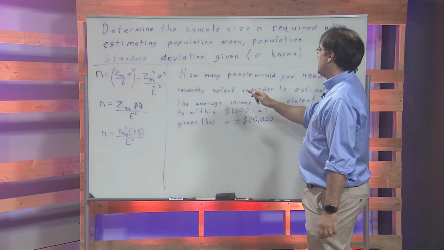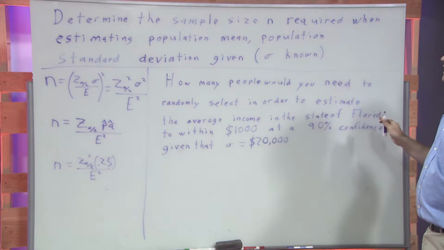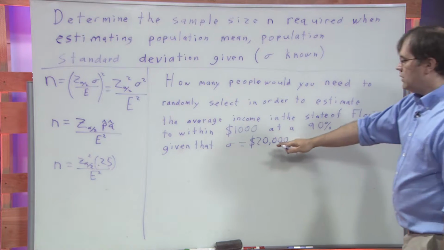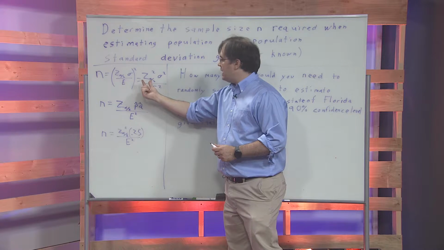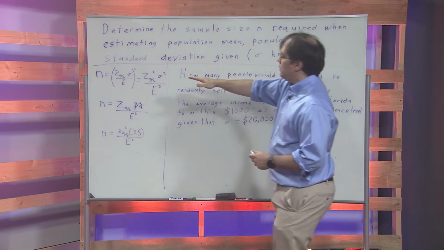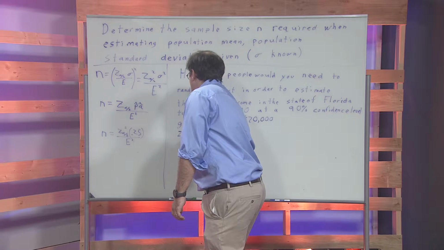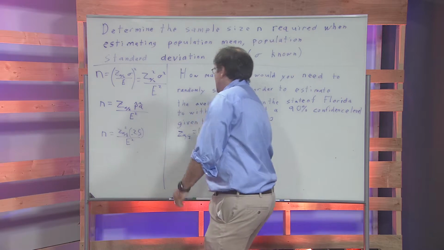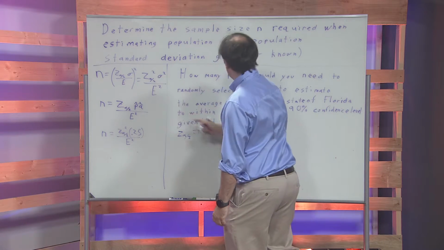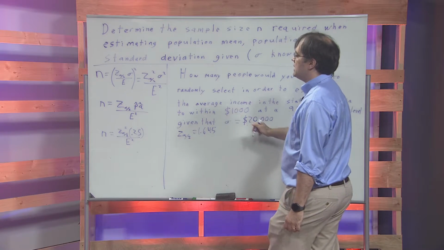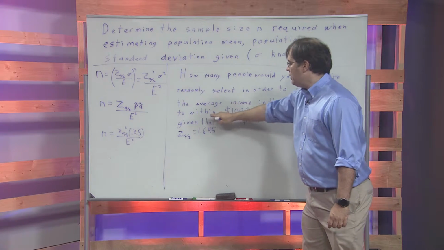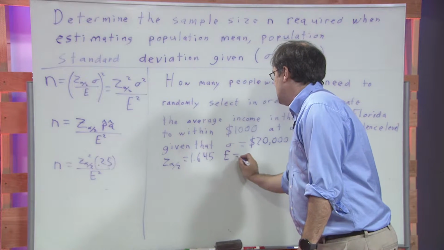How many people would you need to randomly select in order to estimate the average income in the state of Florida to within $1,000 at a 90% confidence level, given that sigma is 20,000? The things that we need: the critical value, z alpha over 2. You know how to calculate that already. At a 90% confidence level, z alpha over 2 is 1.645. You may have done this enough already that you just know this, or you can go through the calculation for finding the critical value. Sigma, they gave you, it's $20,000. E is your margin of error. When we say to estimate within a certain value, this is E. E is 1,000.